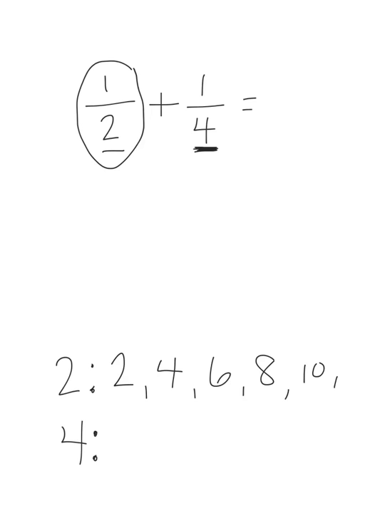So I'm going to keep going a little bit. I'm going to go all the way up to 12. Okay. And then my multiples of 4 are 4, 8, 12, 16, and 20. And I'm going to stop right there.